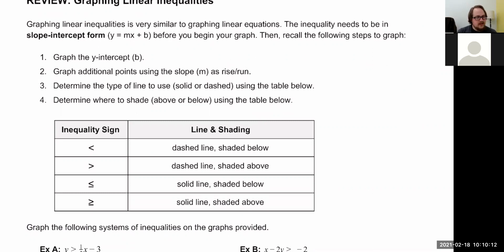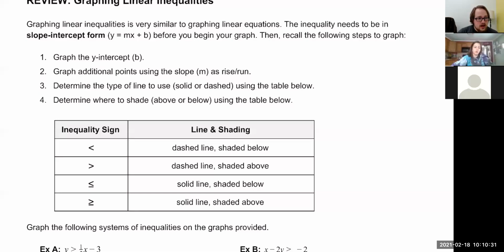And it's basically a summary of all that information where we need the y-intercept, we need the slope, we're going to graph those, and then based upon the inequality sign, we're going to determine what type of line we had, or what type of line we'll need, as well as which side of that line we're going to be shading. So the first half of our notes today is actually review.